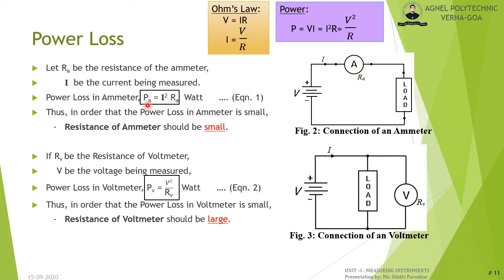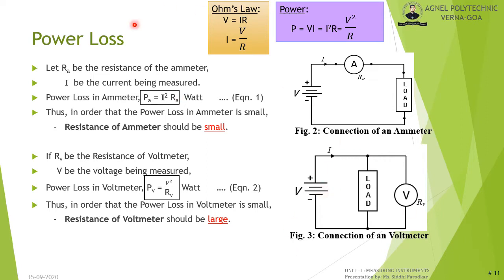We know that Pa is directly proportional to Ra. That is, power loss is directly proportional to the resistance offered by the ammeter. Thus, to minimize the power loss, we have to have a very small resistance of the ammeter.